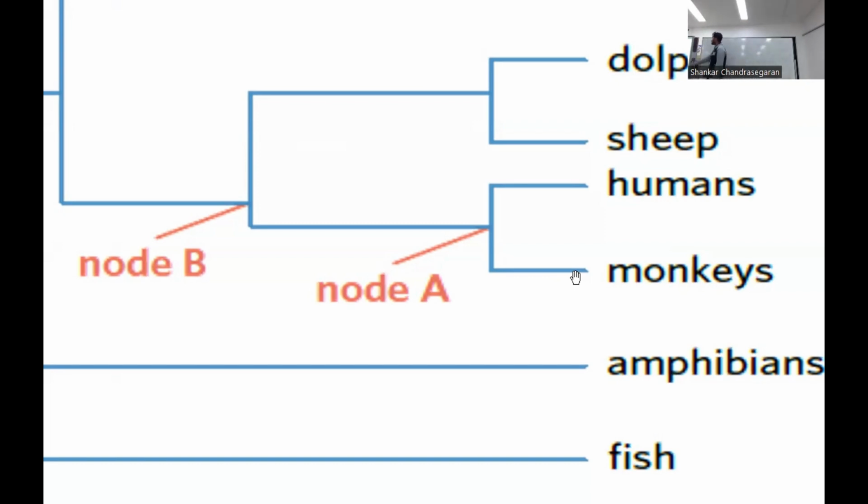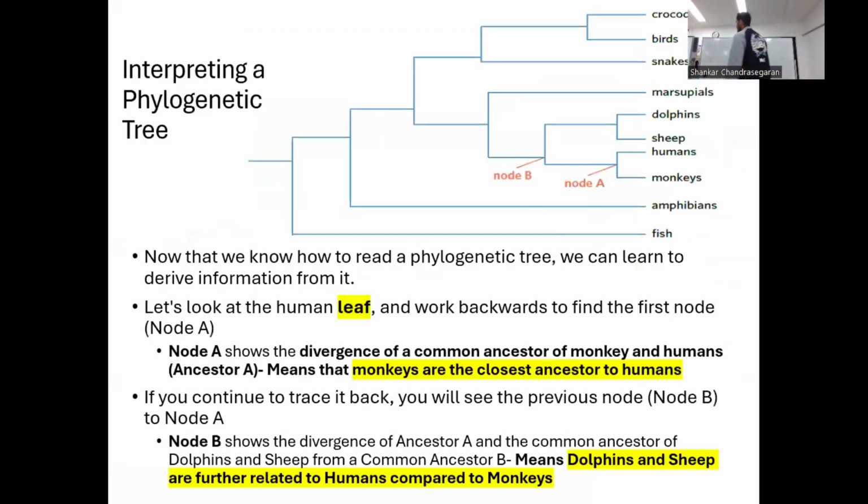If I ask you to compare humans and sheep, we work backwards for both of them and see where the node they both share is. We work backwards from sheep and from humans, and we realize that the node appears here, basically at node B. That is further than node A. So what we can derive is that humans and sheep are closely related, but not as closely related as monkeys and humans. It's a comparative thing in terms of how close the nearest shared node is.